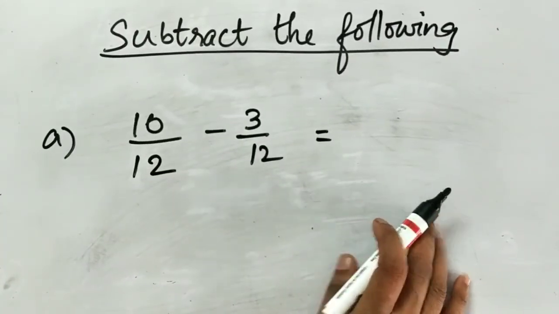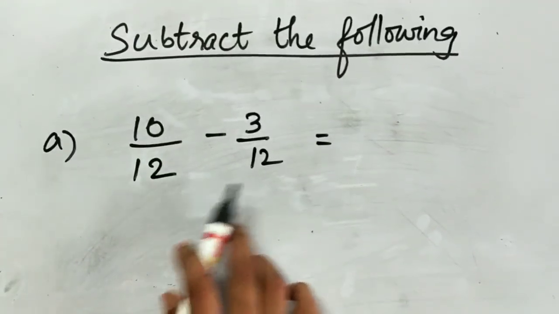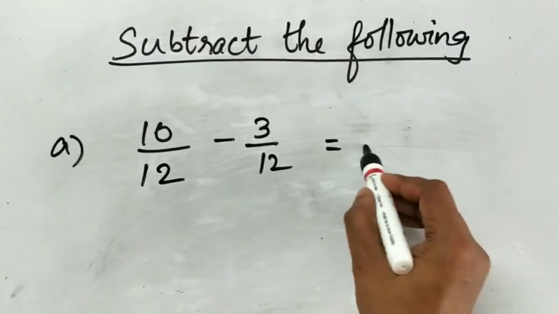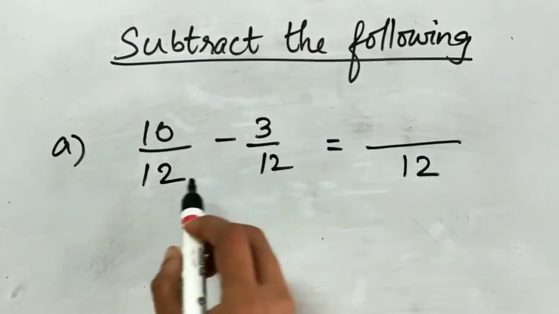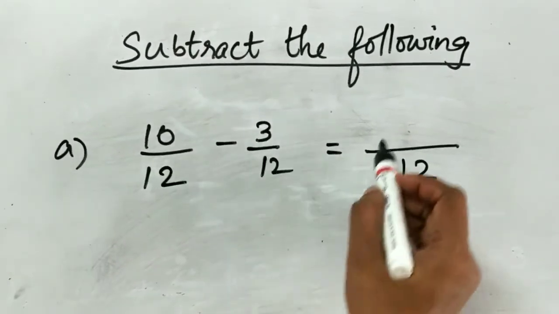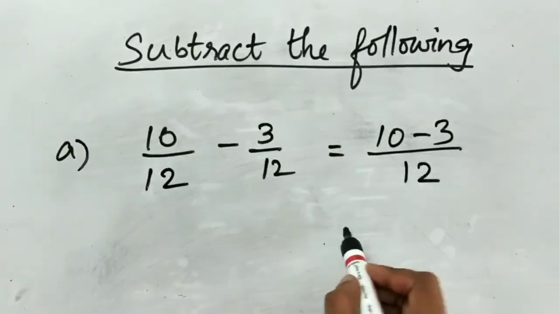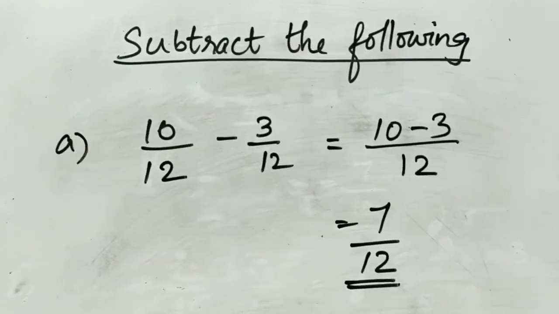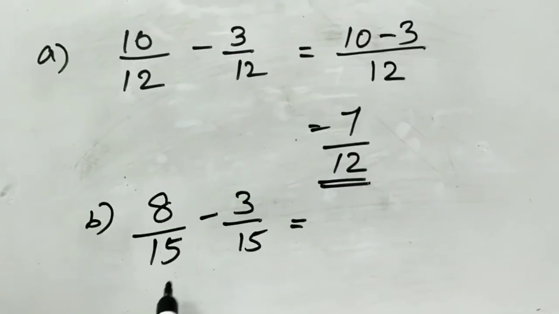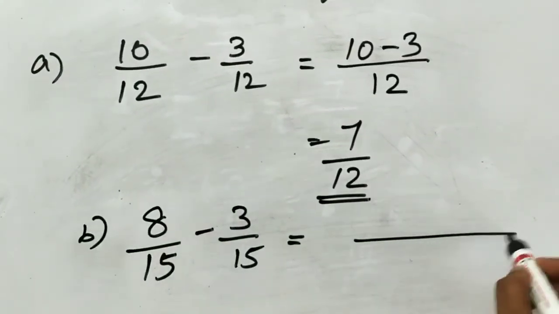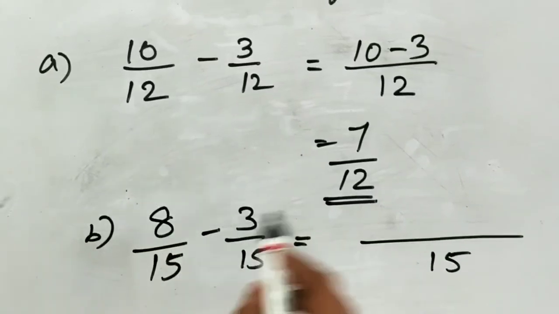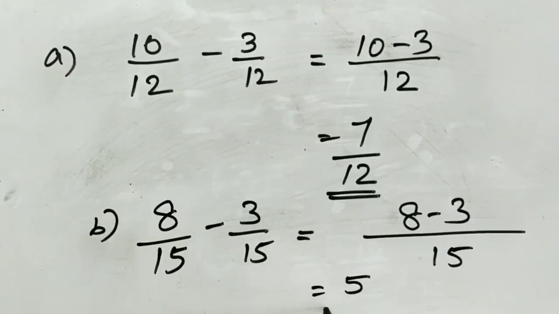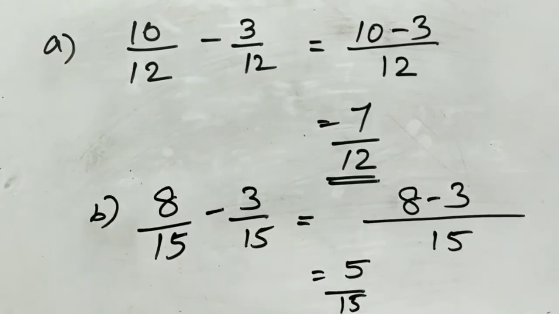Subtract the following. Again we have like fractions. We need to subtract 10 by 12 minus 3 by 12. Denominator 12. 10 minus 3, 7 by 12. Next, 8 by 15 minus 3 by 15. Denominator is 15. 8 minus 3, 5. 5 by 15.